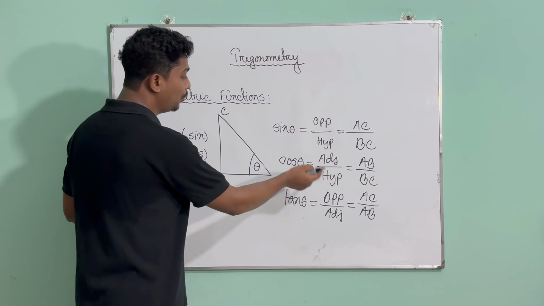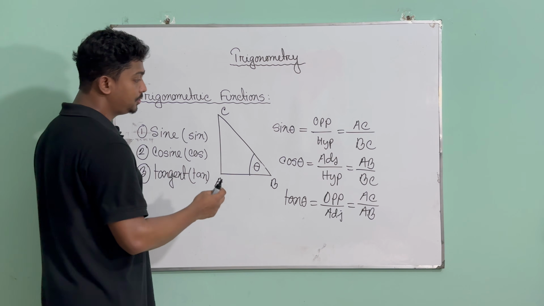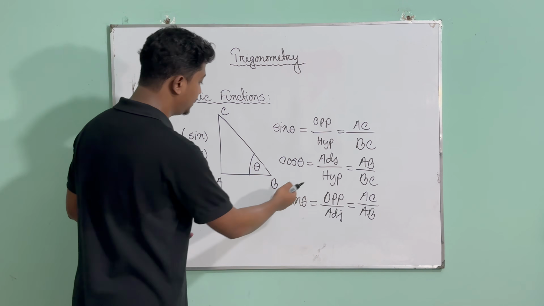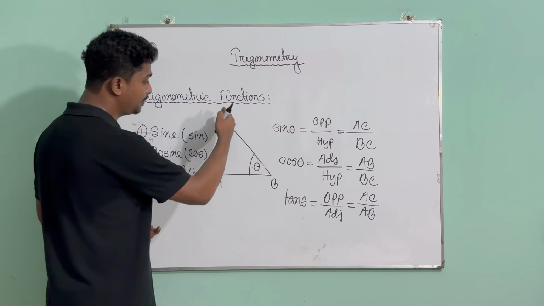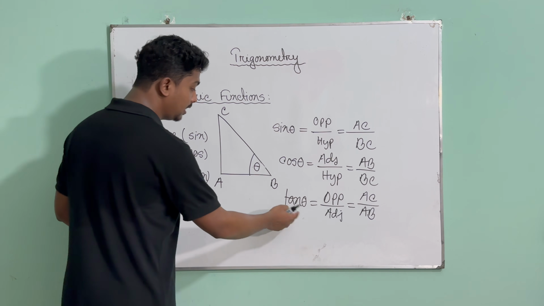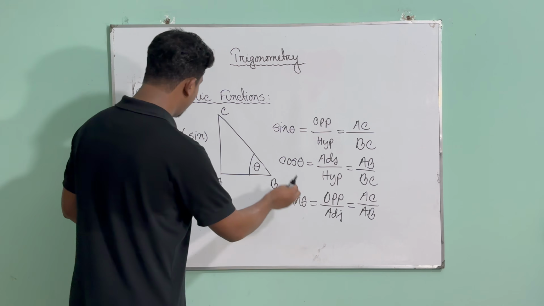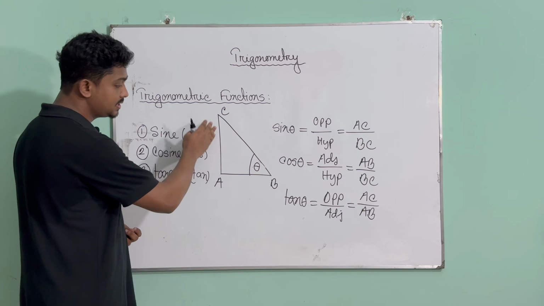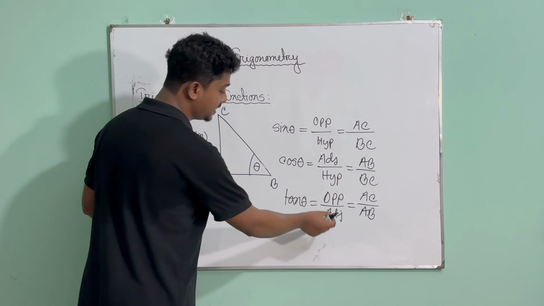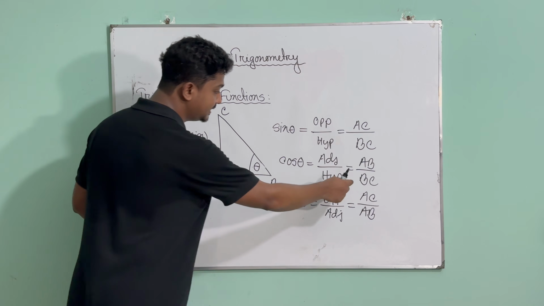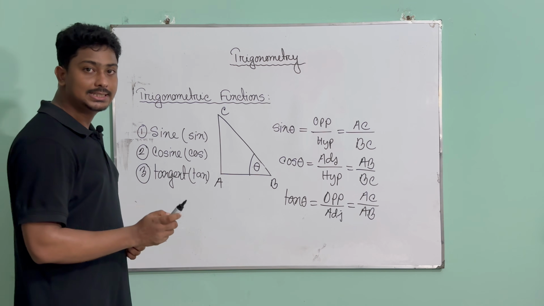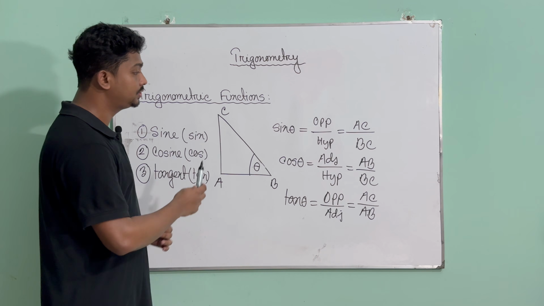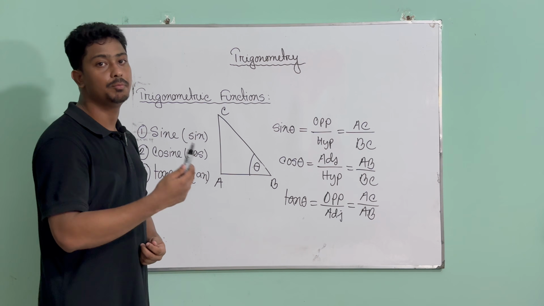Cos function, when given the angle, represents the ratio between the length of the adjacent and the hypotenuse, which in this case is AB divided by BC. And tan, the only function that does not involve the hypotenuse, represents the opposite divided by the adjacent ratio, which in this case is AC divided by AB. Now let's see how we can use these functions and ratios in our maths.